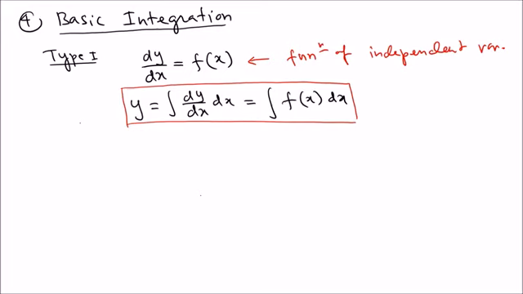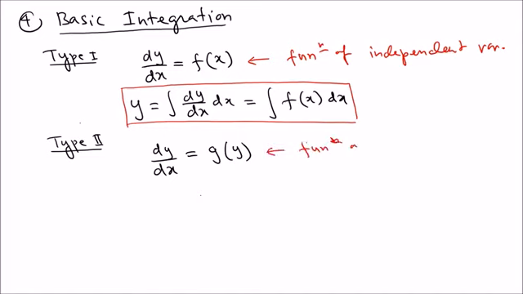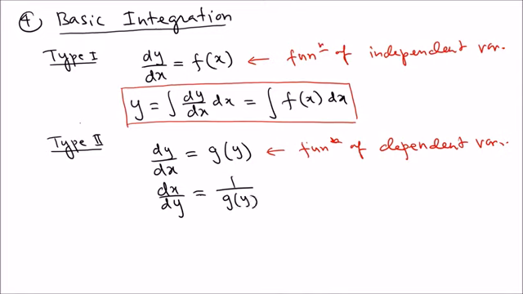So in type 2, we have dy over dx, but it is a function of the dependent variable now. So what we can do in this case is flip the equation over. We can write this as dx over dy equals 1 over g(y). Now you can see that this came back to the previous case.